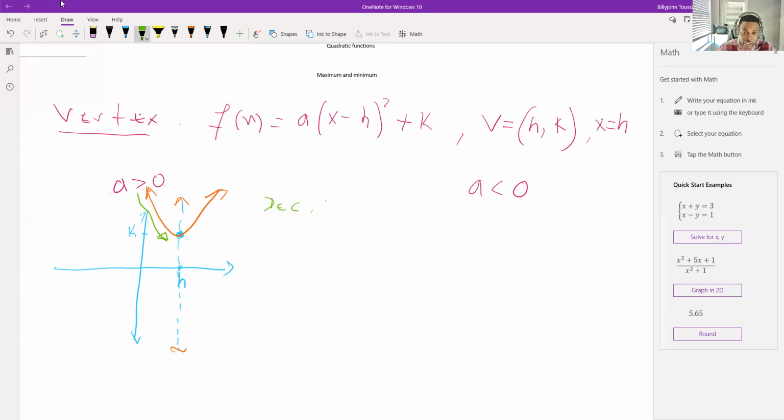I am decreasing when my x is, is it less than the symmetry or greater than the symmetry? You notice that you're on the left of the symmetry. Is it less than h or greater than h? It is less than h, meaning that you're on the left of h. So this is your (h, k) here. You're decreasing when you're on the left of h.